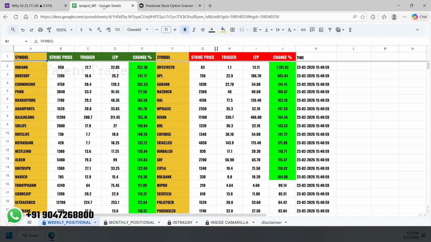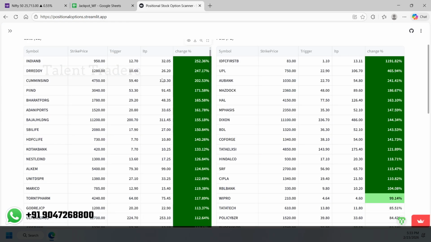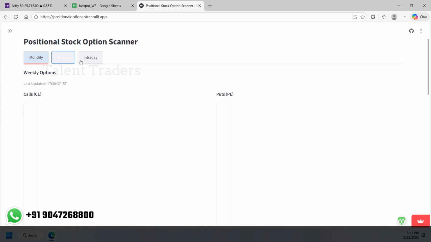We are also stopping the monthly, weekly, and intraday scanners on Google Sheet. Last February itself we decided to stop this, and it is going to run until this 28th February. Those who are already accessing it, 28 February would be the last session for updates on this Google Sheet. Instead of that, we are developing a new tool which has monthly, weekly, and intraday.